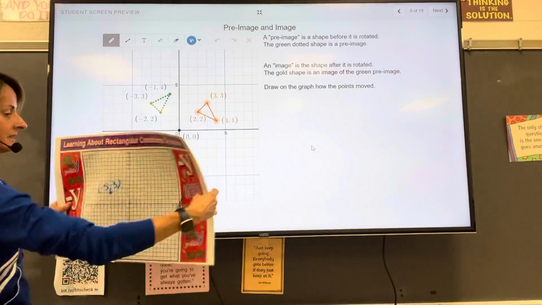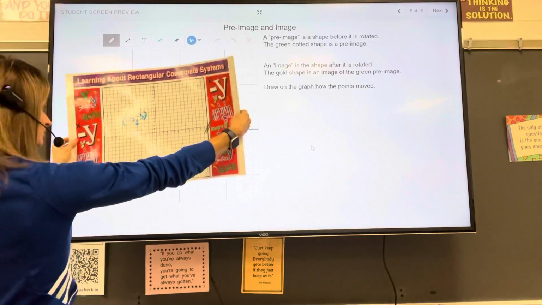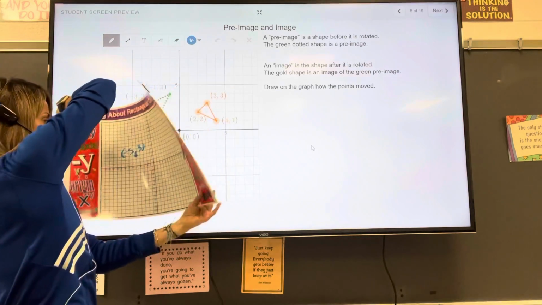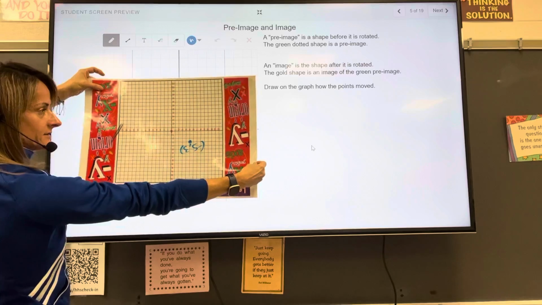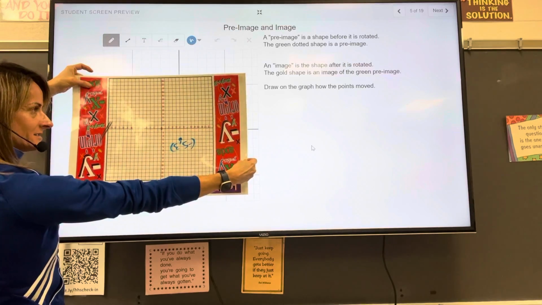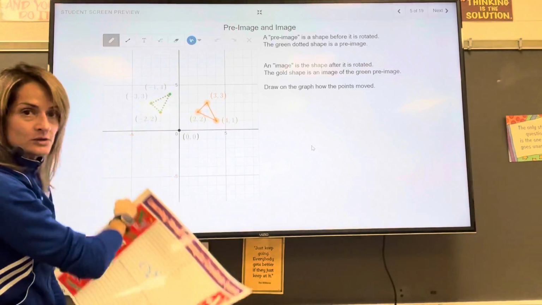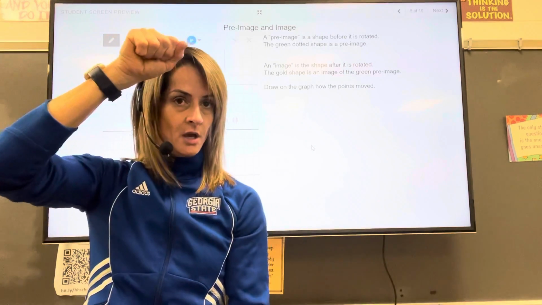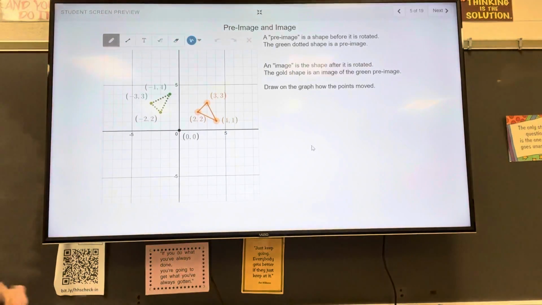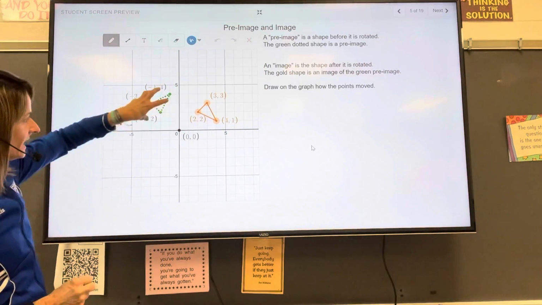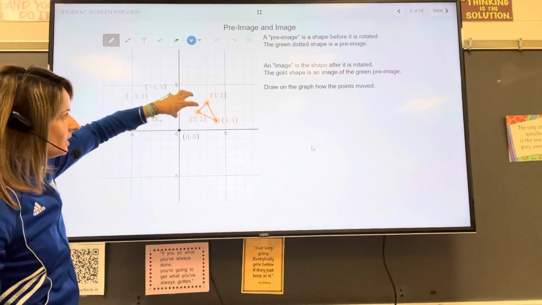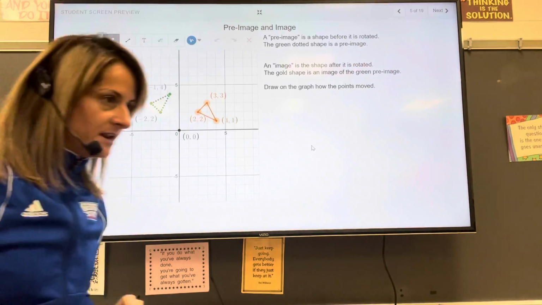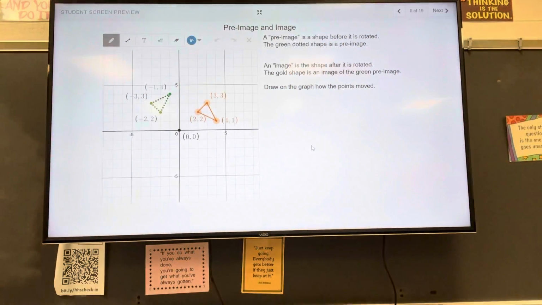Okay, and 180, the x-axis and the y-axis do not change locations. X-axis stays in the same place, y-axis stays in the same place. Okay, but any 90s or 270s, the x-axis and the y-axis are going to change, which means the x-coordinates and the y-coordinates are going to change locations. They're going to switch. So here we have our green image, and it's going to the orange image. And then on the next slide, it's asking us to draw the graph on how the points move.